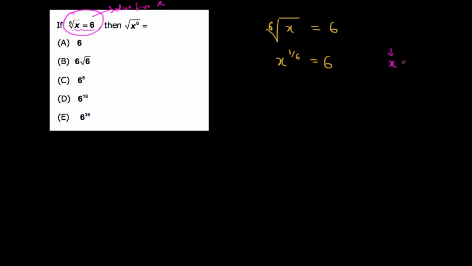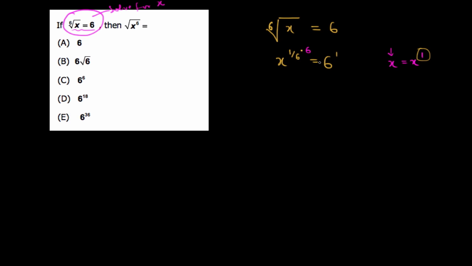And you know x is the same thing as x to the power 1. So I want to solve for x to the power 1. The power we have here is 1 over 6. So to make 1 over 6 into 1, I have to multiply by 6, because that's the only way I can make the power of x be 1.